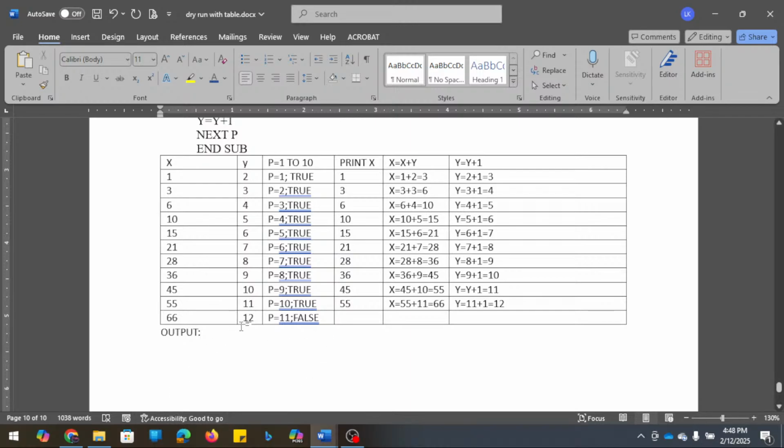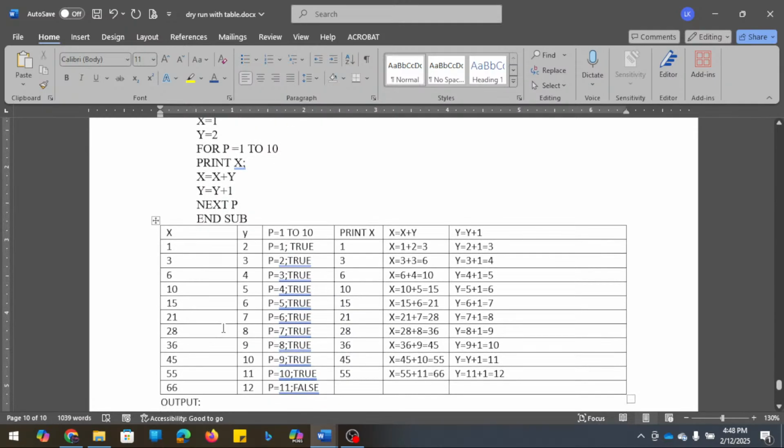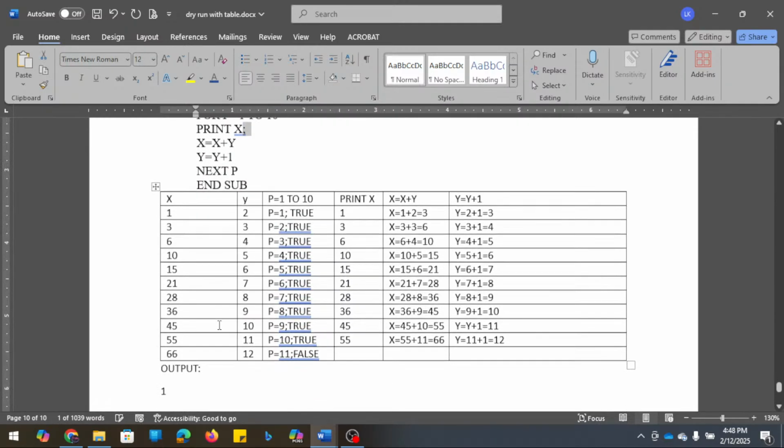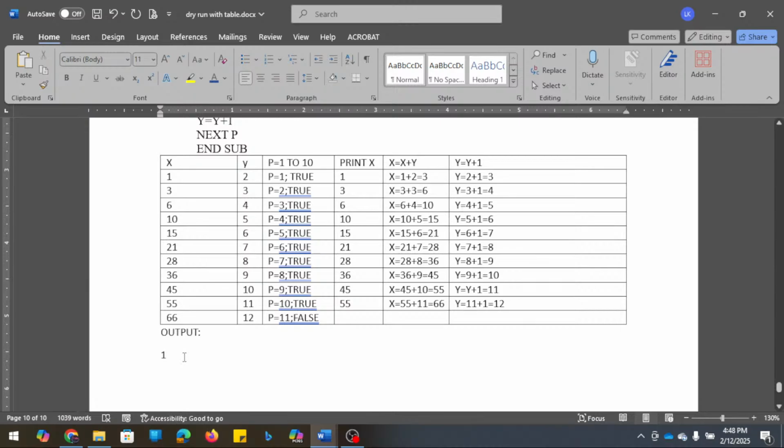So let's copy it. Output is a 1. There is a semicolon, so on the same line it prints 1, then 3, then 6, then 10, then 15, then 21, then 28, 36, 45, 55. Okay, so this is the output of the program.